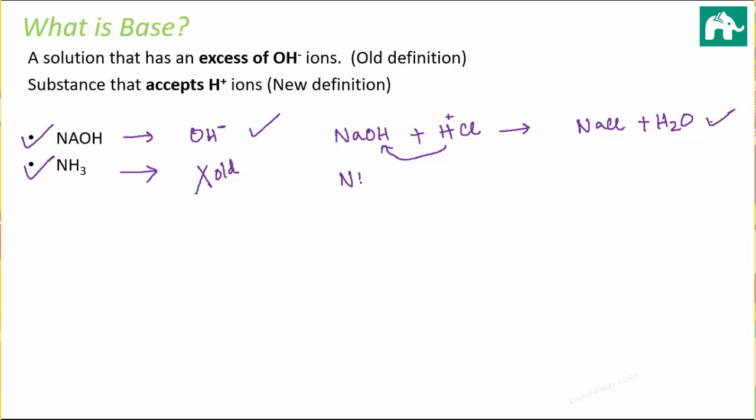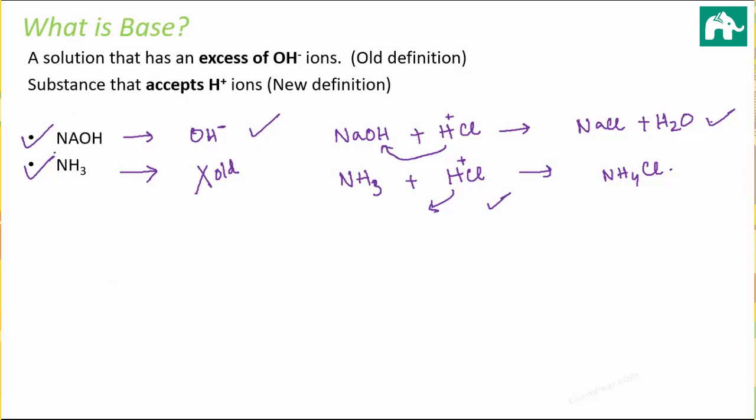What happens when NH3 reacts with HCl? Now HCl again tends to release the H plus ions, and who accepts that? NH3, and it forms NH4Cl. Right? So we see that in this case, even though NH3 doesn't have OH minus ions, it still accepts the hydrogen ions released by acid. Correct? So that means the new definition is correct. So both of these are bases.